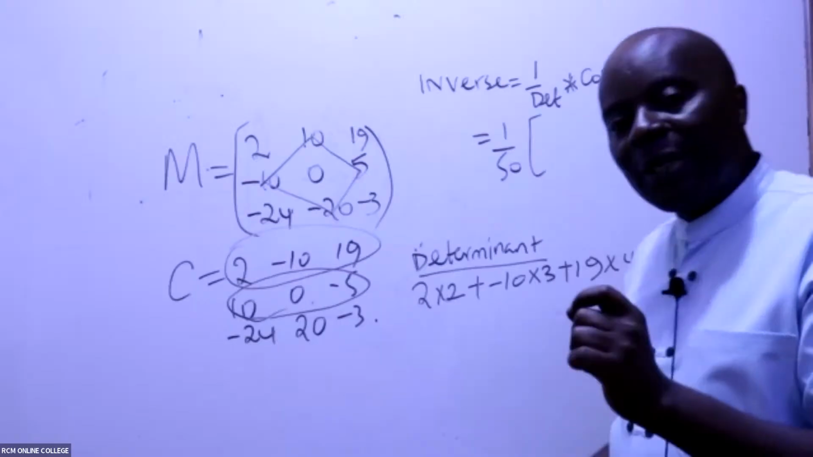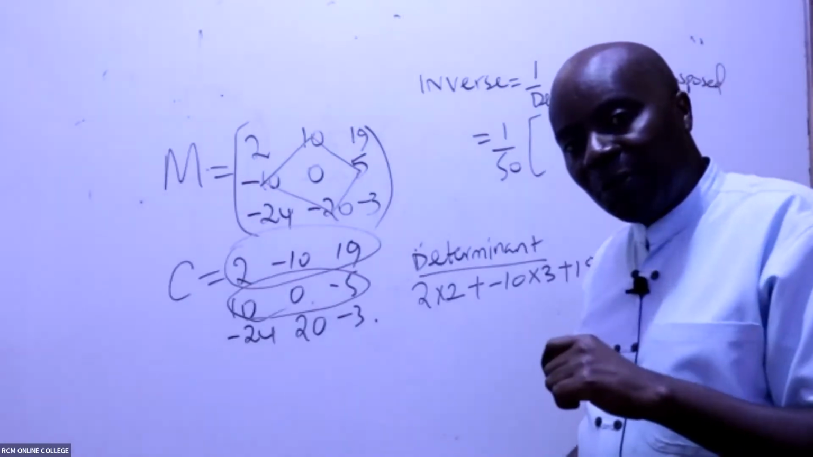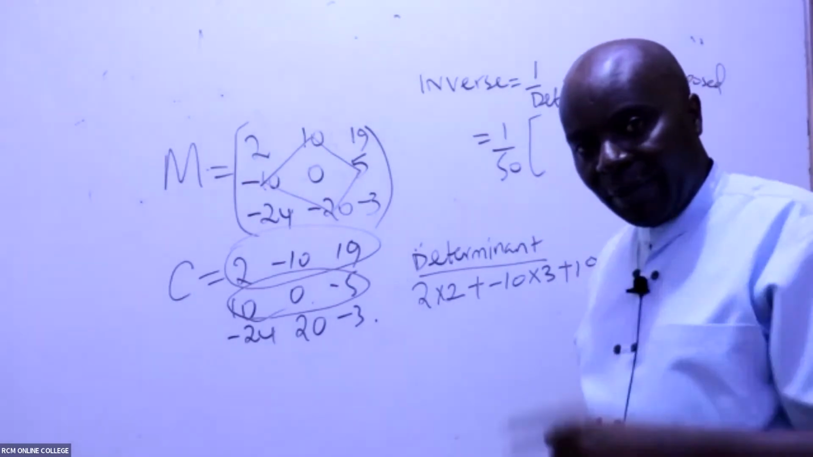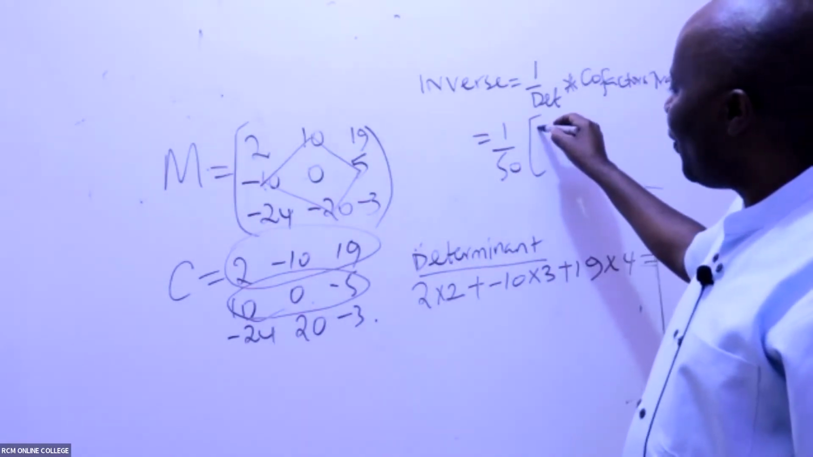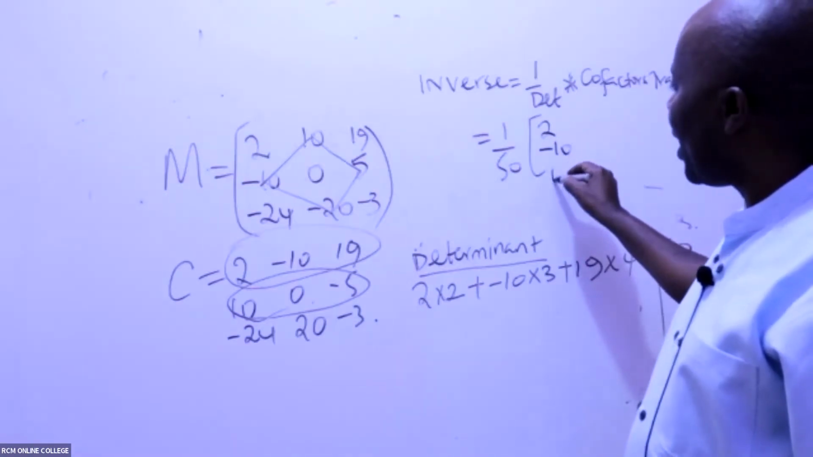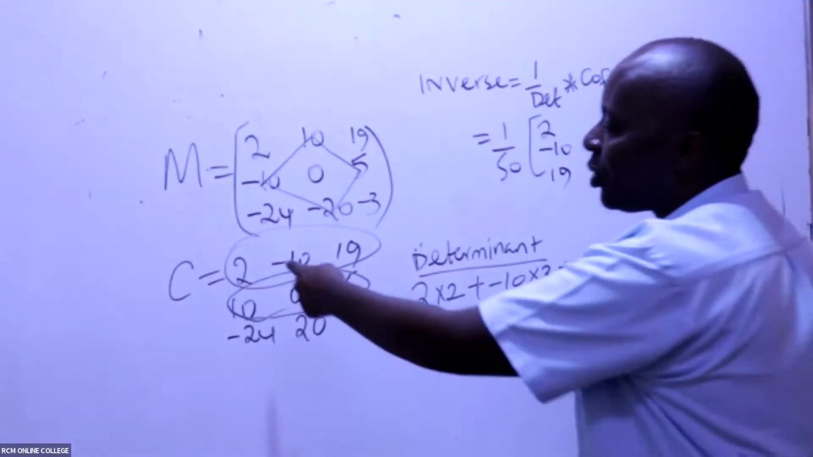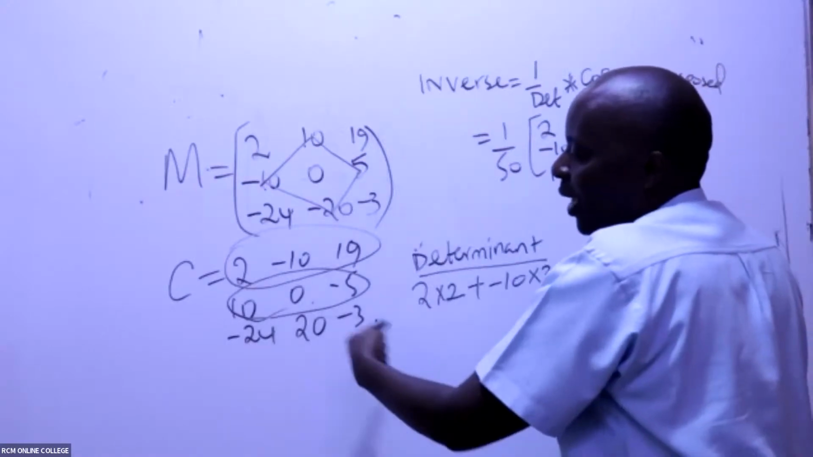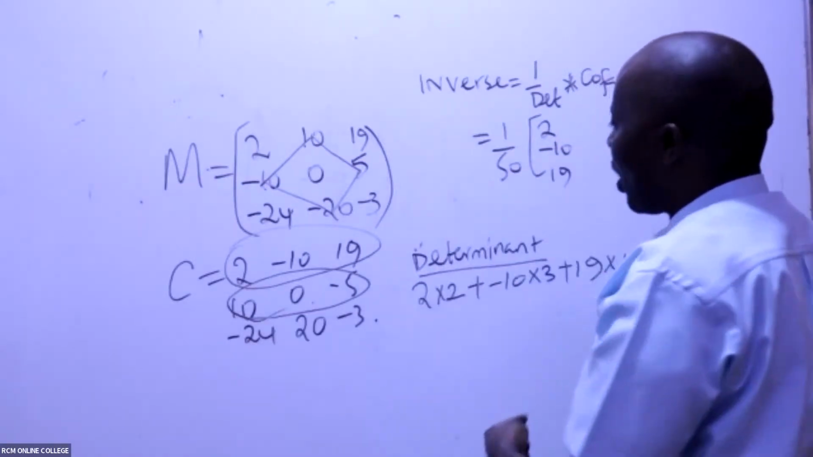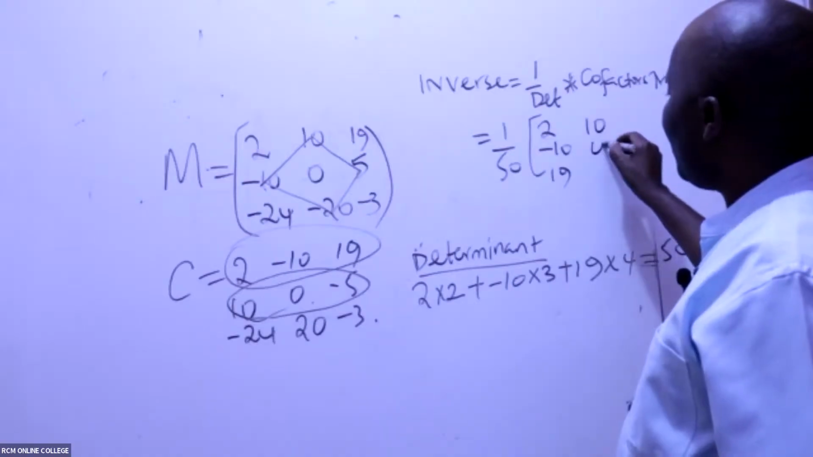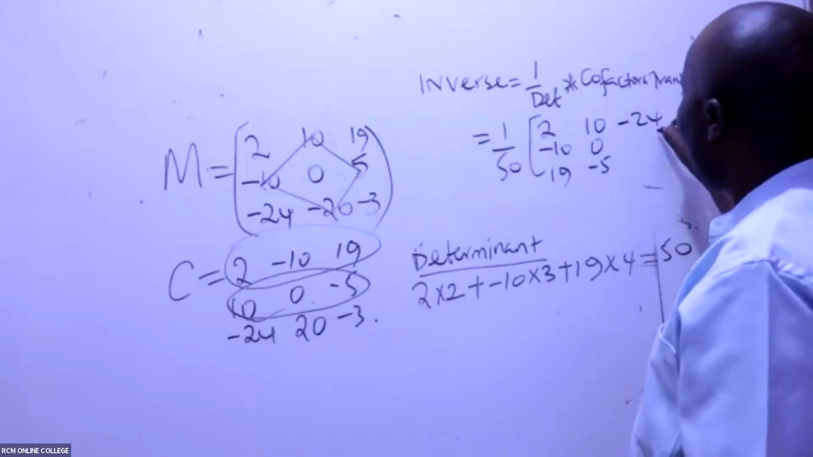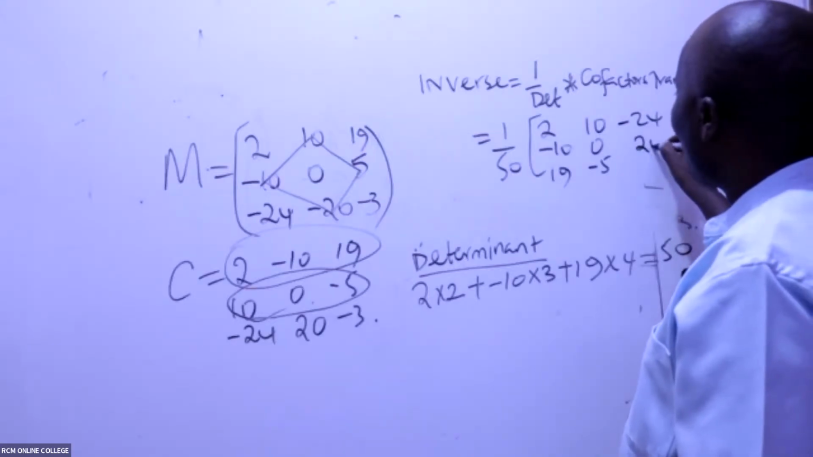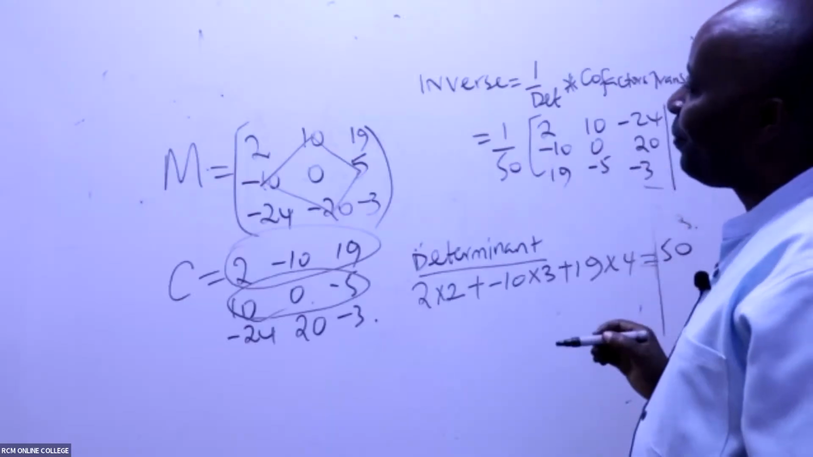To transpose a matrix means to change rows to become columns. So row 1 becomes column 1. This row of cofactors goes down to give us 2, -10, and then 19. So this is row number 1, which becomes column 1. And then row number 2 becomes column 2, so we have here 10, 0, -5. Then this one gives us -24, and then we have 20, and then we have -3. So this is our inverse.